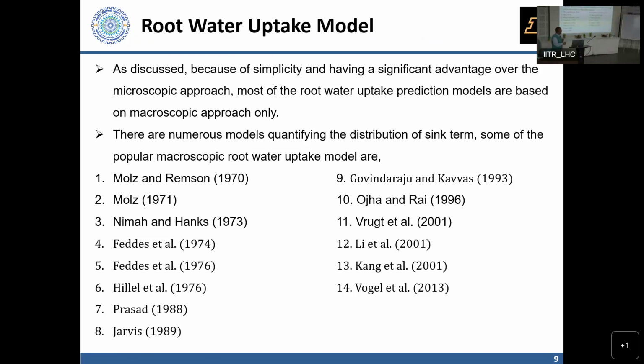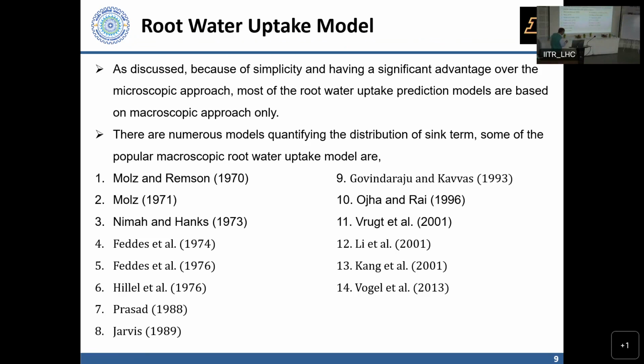That means the water uptake will be maximum at the top, and that linearly varies as we move from the top of the root to the tip of the root. Okay, so then there were some non-linear models by Govindaraju, Savas, then Ojha and Roy. So there were many. In our methods we have used the Ojha and Roy model.